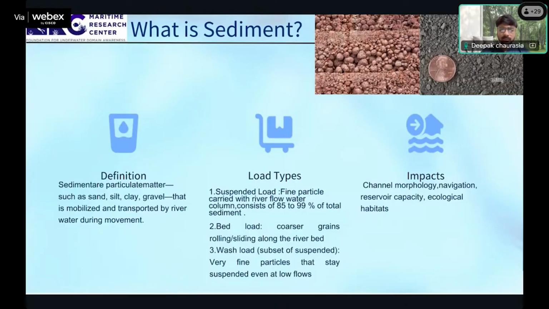And second is bed load. That is a much heavier load that settles down at the bottom of the river. And third is wash load. Basically, it's a subset of suspended load, but it's very fine particles, even finer than the suspended load. And next is impact. In the upcoming slides, we will be seeing the impact on navigation, reservoir capacity, infrastructure health, and ecological habitats, and maritime means marine life.